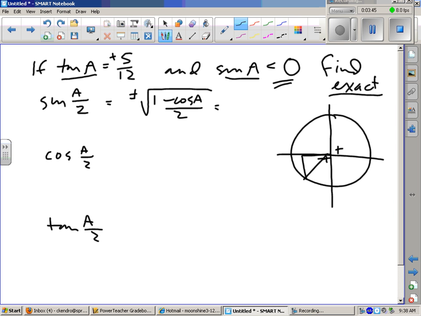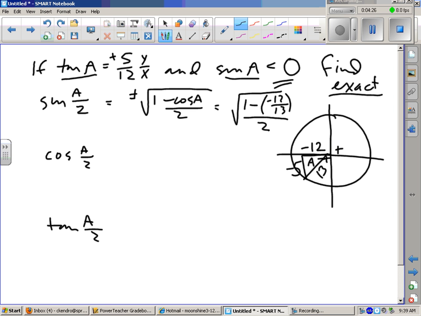Now let's plug in. Tangent, remember, is y over x. So y is 5, x is 12. Because we're in the third quadrant, those are both negative. And this is a 5, 12, 13 triangle, so you can plug that in too. All right, so now putting in for cosine, the cosine of A, remember this is triangle A, so the cosine is negative 12 over 13, x over r. So 1 minus negative 12 over 13 over 2.